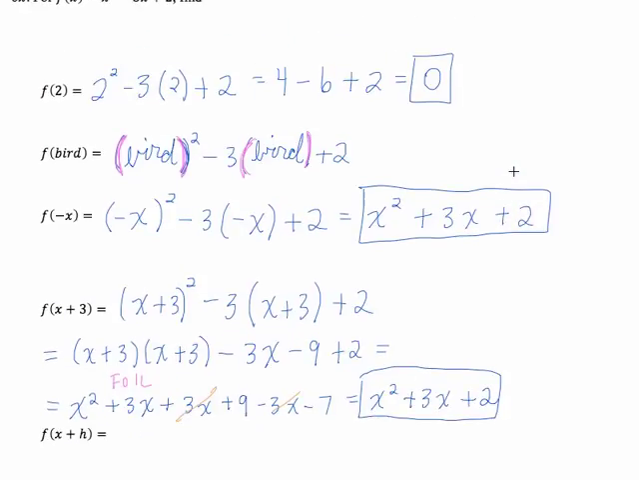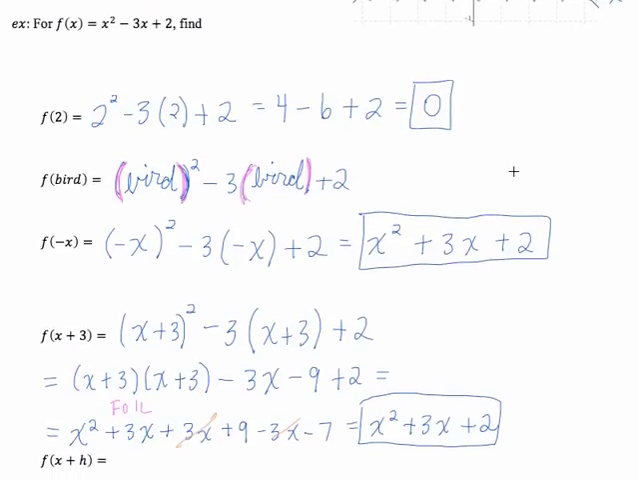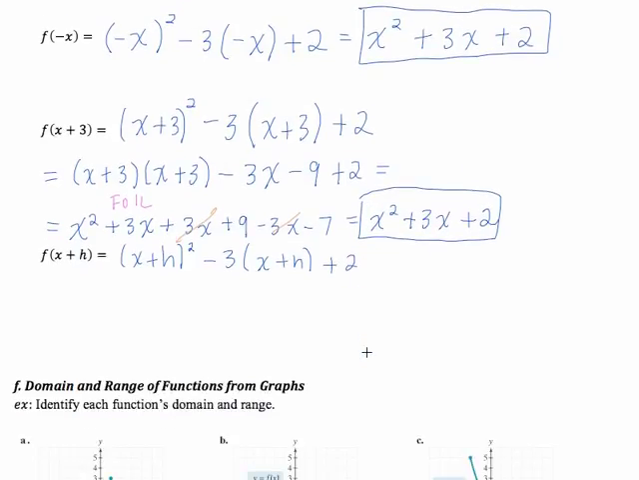Okay, and lastly, let's find f of x plus h. That becomes useful in calculus. So we're going to replace each of these x's by x plus h. Okay, so x squared will become parentheses x plus h all squared. Minus 3x becomes minus 3 parentheses x plus h. And then the plus 2 carries along. Now we want to simplify that. So again, I'm going to write this out twice here, just to make it easier on myself. So you can skip this step.